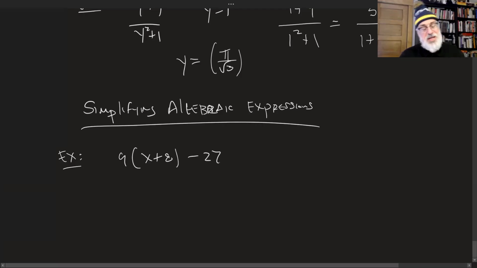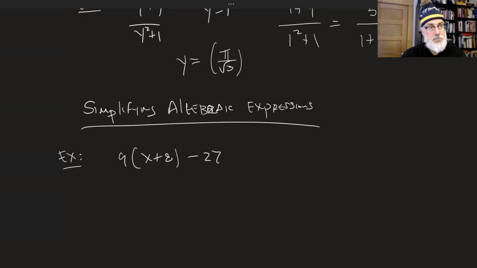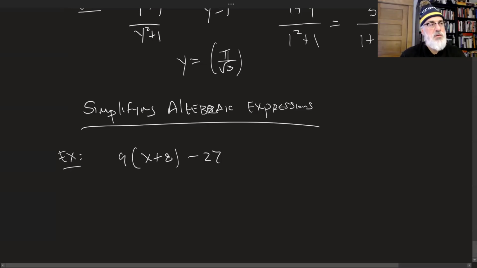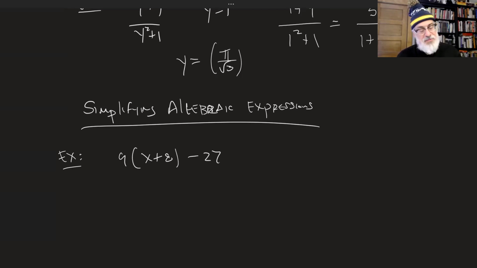Here's an expression, 9 times x plus 8, minus 27. We want to simplify this. We could just plug in values of x if we wanted to and find what the value would be. Or in this case, we can simplify it first, and then we have something that looks a little bit better and is easier to manipulate once we're given values of x.